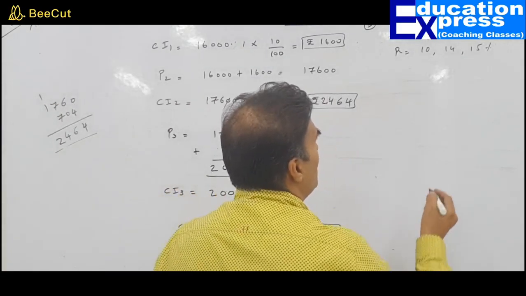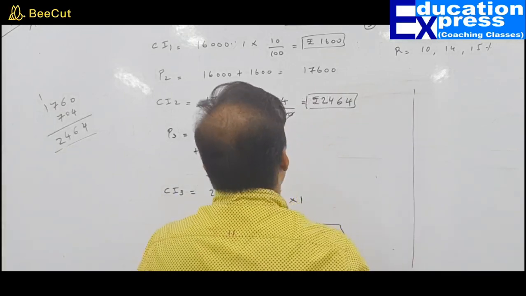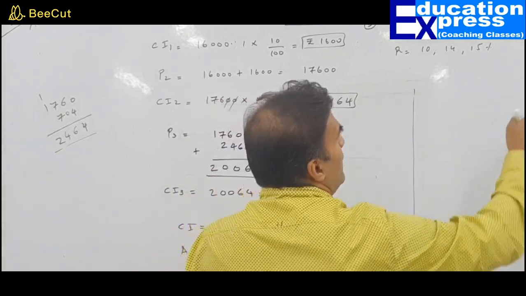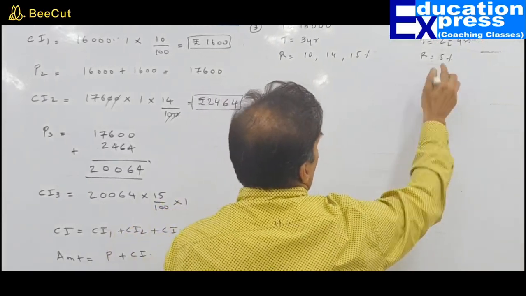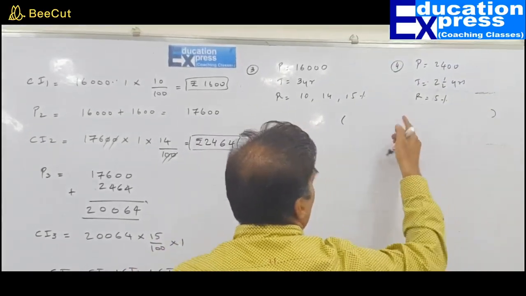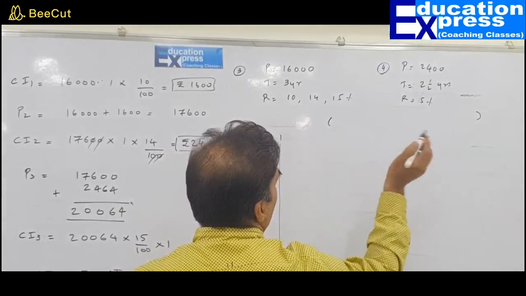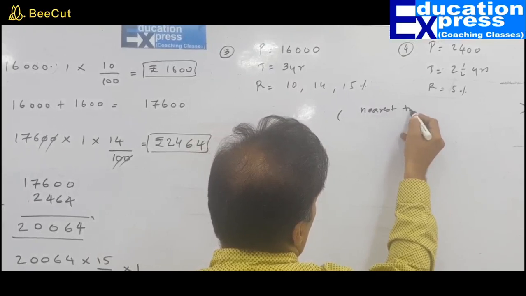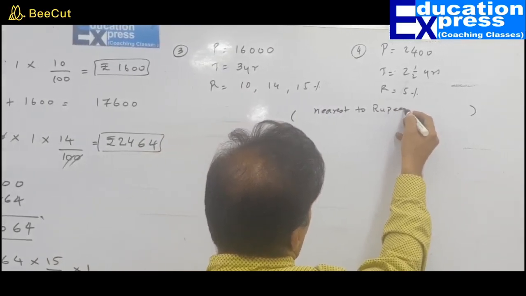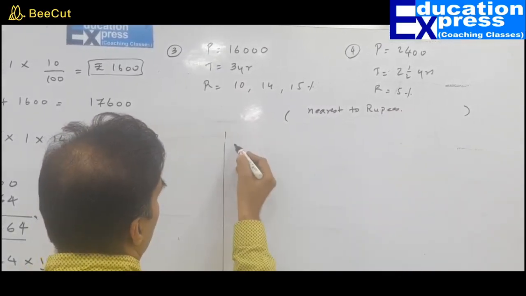As far as question number 4 is concerned, we just discussed something similar in question number 2. Principal, time horizon is 2.5 years, rate is 5%. But one thing is indicated in the question: your answer should be to the nearest rupee. That's the reason why I am showing you this question.